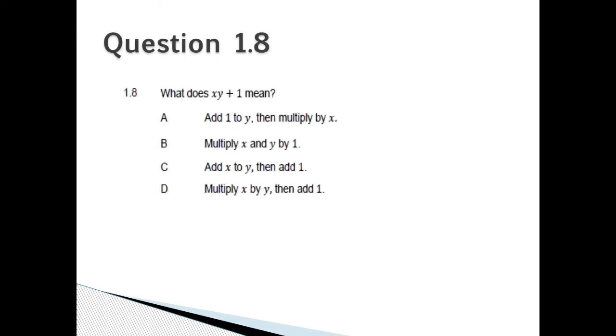Question 1.8. What does xy plus 1 mean? Does it mean A, add 1 to y, then multiply by x? Or B, multiply x and y by 1? Or C, add x to y, then add 1? Or D, multiply x by y, then add 1?